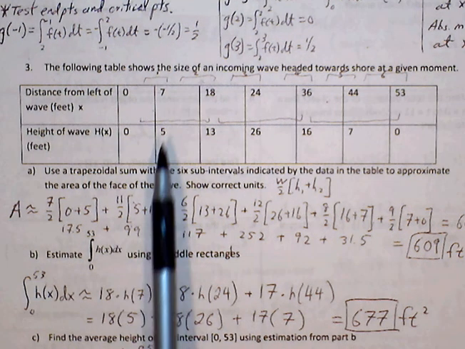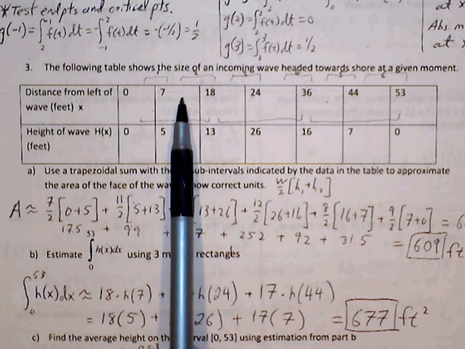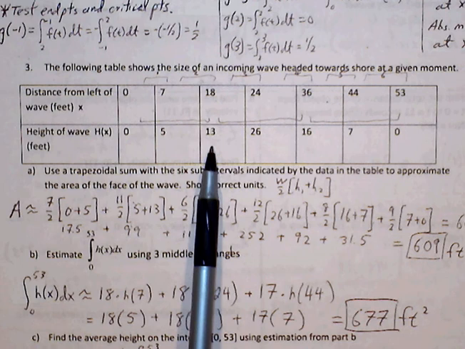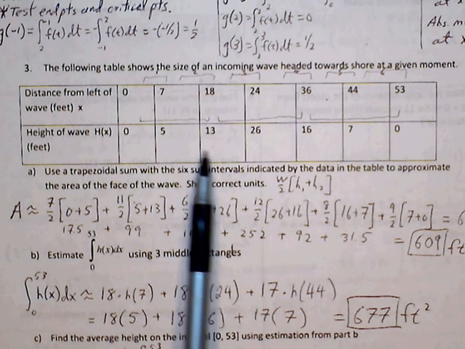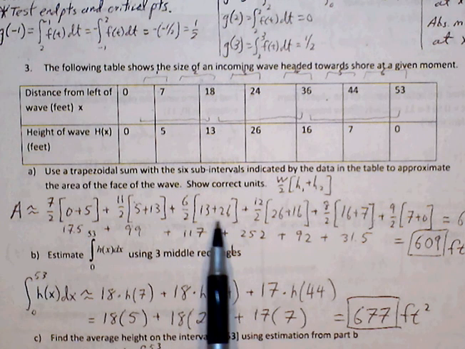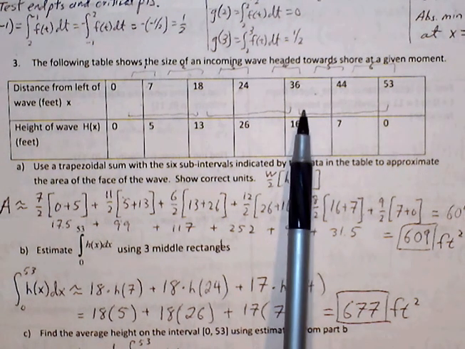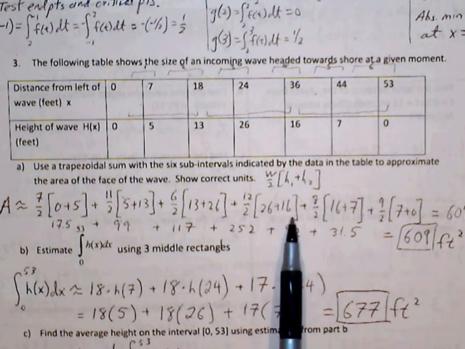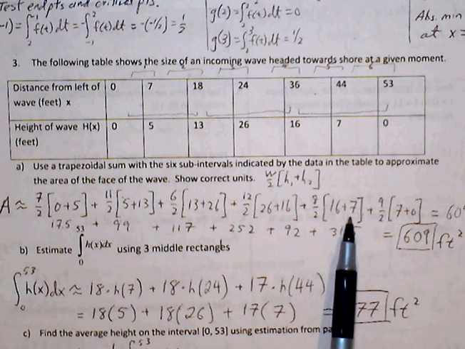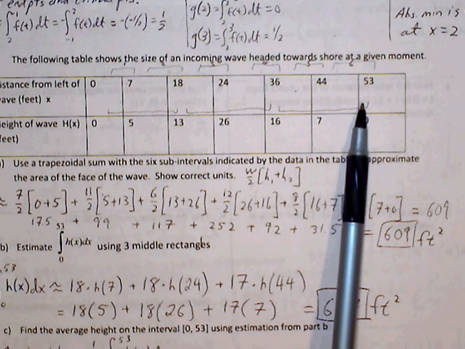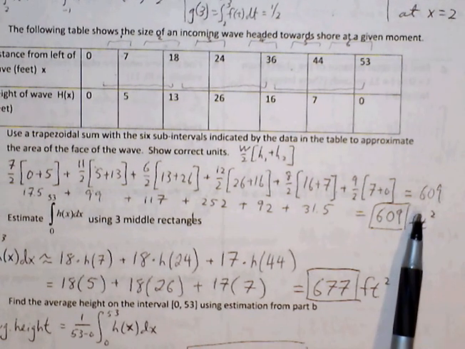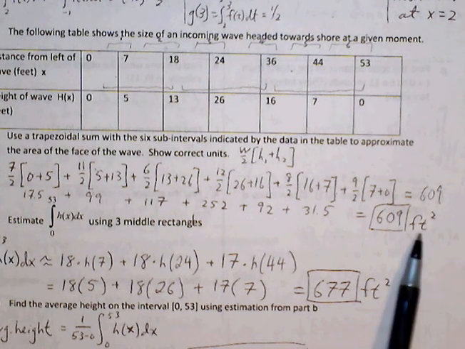Second trapezoid, we look at the second interval from 7 to 18. So 18 minus 7 is simply 11. So 11 is the width, so width over 2, and we add the two respective heights, 5 plus 13. Okay, the next one down, between 18 and 24 is the width of 6. 6 over 2 times 13 plus 26, and we go down the line. Between 24 and 36 is a width of 12, so 12 over 2, respective heights. Between 36 and 44 is a distance of 8, so 8 over 2, respective heights, 16 plus 7. And finally, between 44 and 53, width of 9 over 2, respective heights, 7 plus 0. And we plug all this in our calculator. We're going to get a total area of 609, and our unit of measurement is square feet.